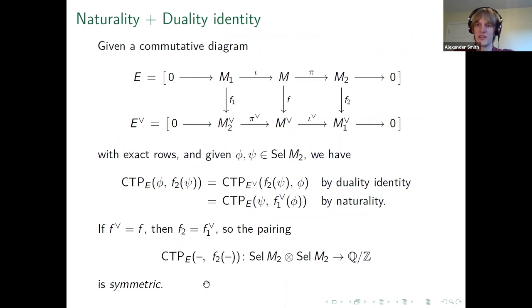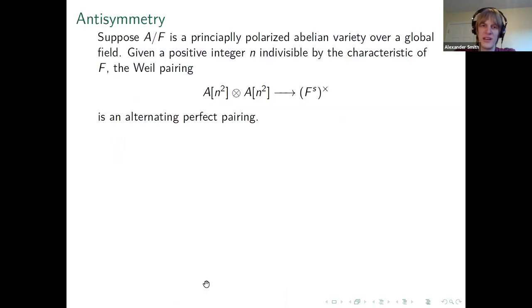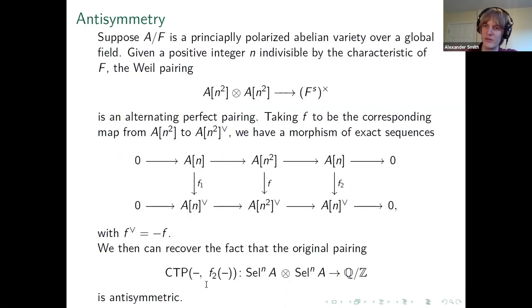as this anti-symmetric result. And what I want to talk about for the final part of my talk is, well, what happens when we look at Cassels-Tate pairings of things that are symmetric?